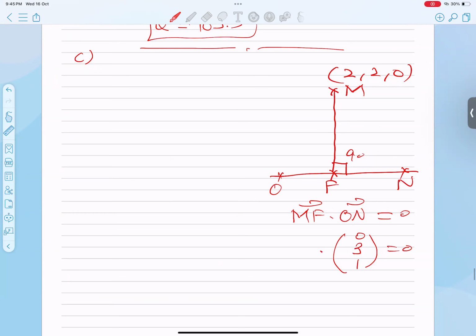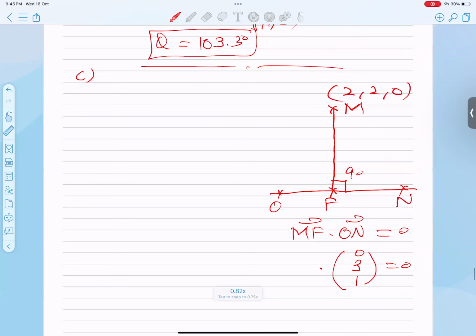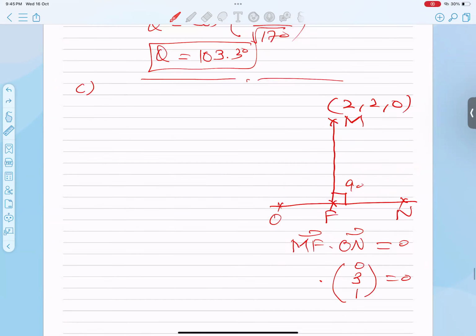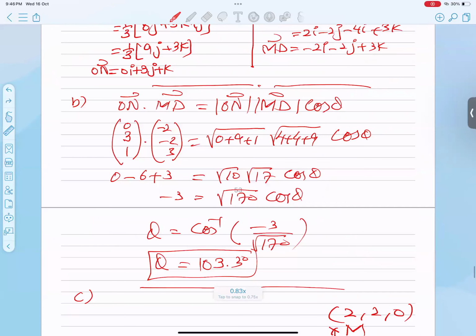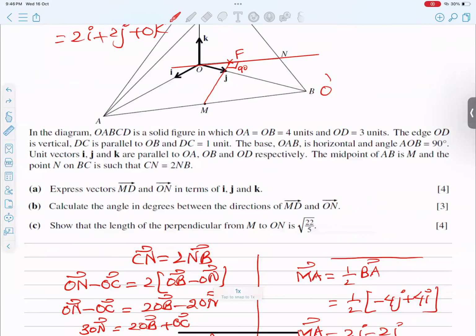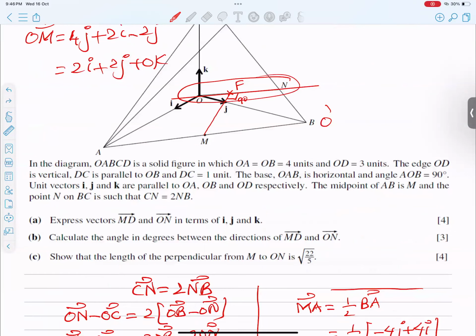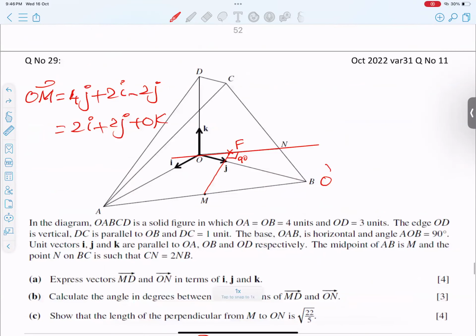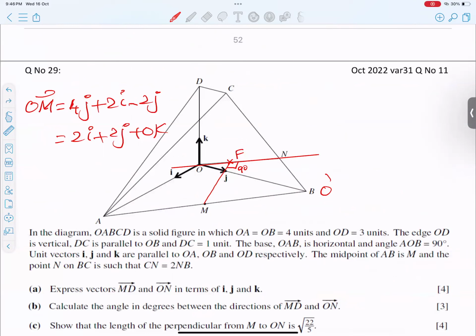Now only MF. What is MF? I have the F coordinate. How to get the F coordinate? Foot of perpendicular. And wait a minute, please. The equation of line ON is my task. How to get the equation of line ON? I'll just write it for you: r is equal to ON plus lambda times ON again. You're surprised why I'm writing like this, sir. Because, sorry, I have to write 0 here also. Why, sir? 0, 0, origin.